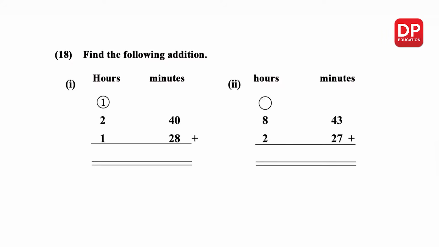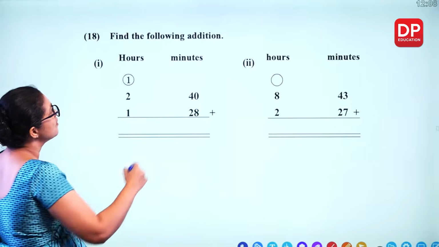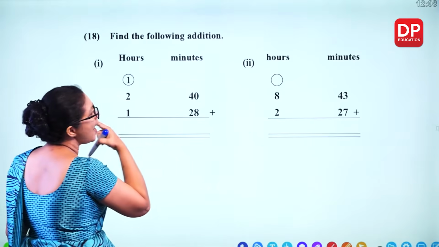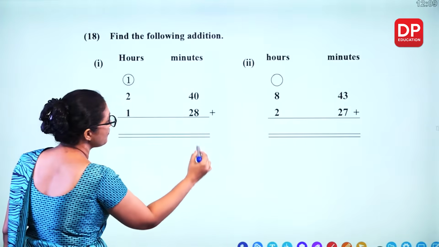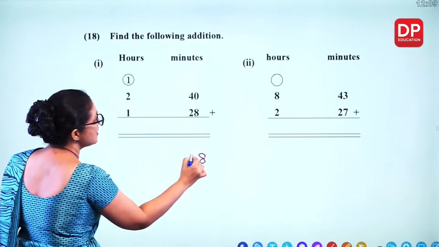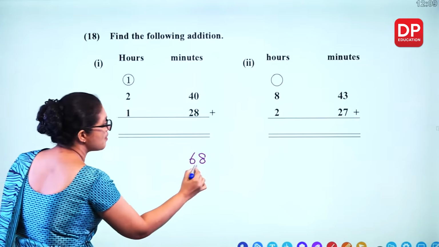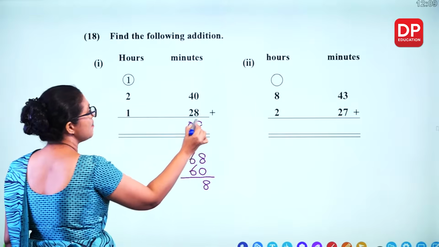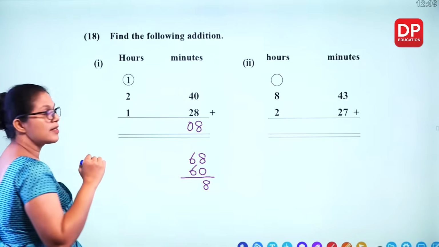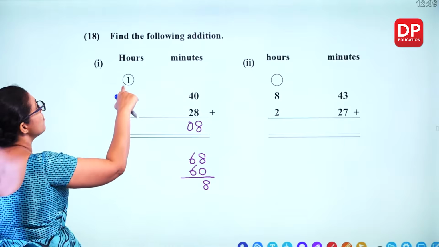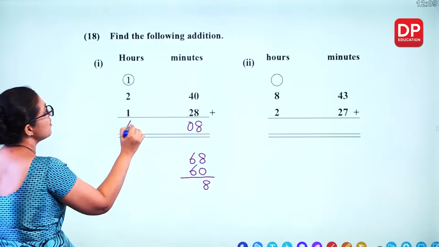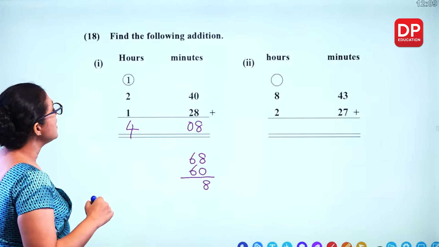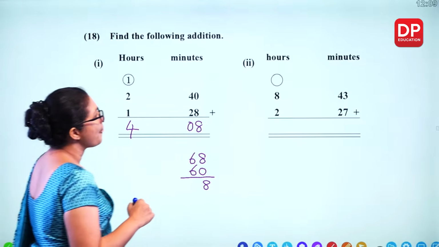Find the following addition. So minutes, add these two. 8, 6, 68, you can't write. Subtract 60, you get 8. So here 8 minutes. So you have to take 1 to the other side. 2 plus 1, 3, 3 plus 1, 4. 4 hours and 8 minutes.